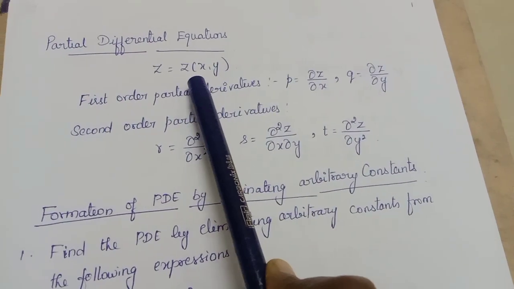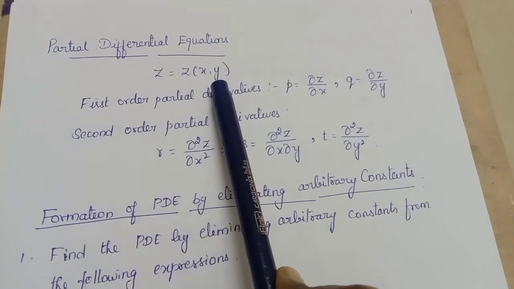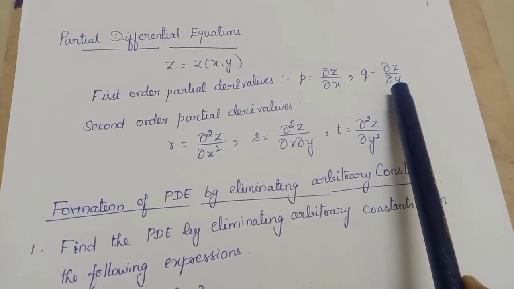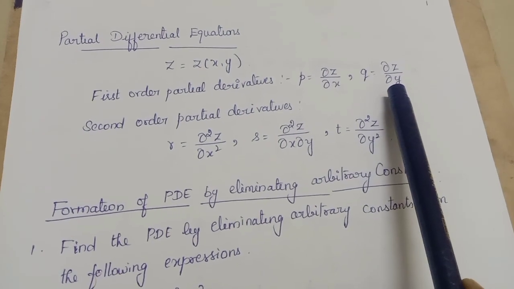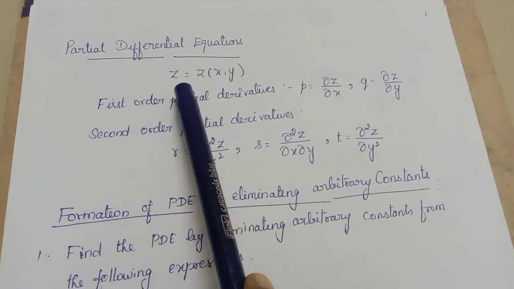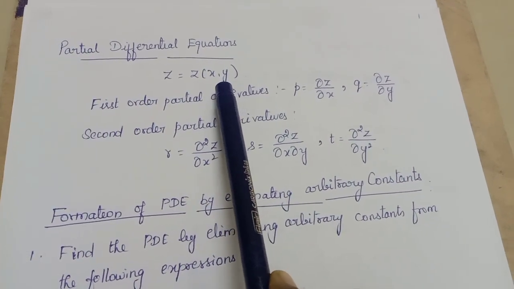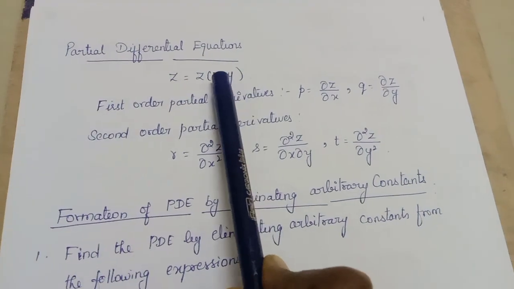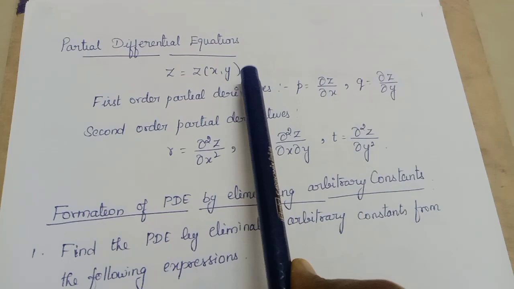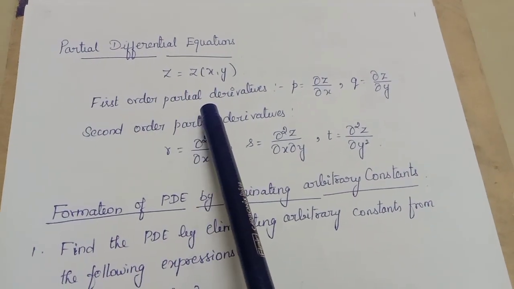And similarly, keep x as constant and find the rate of change of z with respect to y. That is dou z by dou y. This is called the partial derivative of z with respect to y. So the partial derivatives occur when our variable depends on two or more independent variables. This x and y are independent variables. So when you have two or more independent variables, in that case we have partial derivatives.